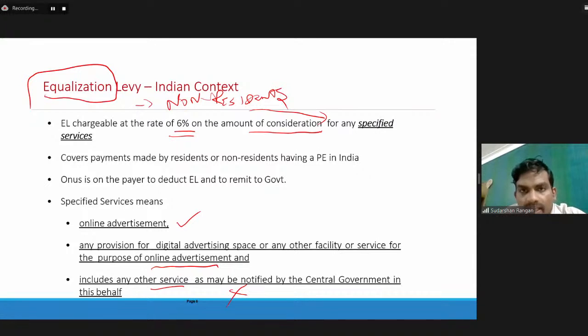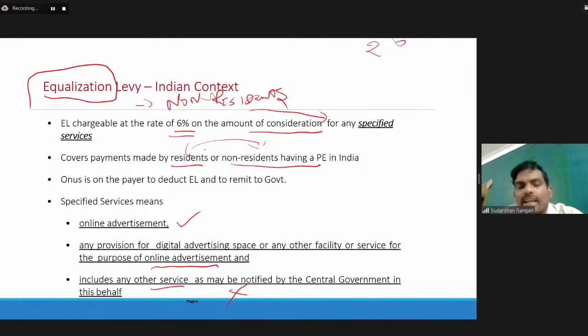In 2020, there is an amendment, which is equalization levy 2.0. I'll come to it, let's first finish the 2016 1.0 amendment. So equalization levy will come for two kinds of transactions. Now we are looking at the first kind of transaction. When it was introduced in 2016, it was any payment made to a non-resident by a resident or a non-resident having a PE in India, because they are both treated the same way.